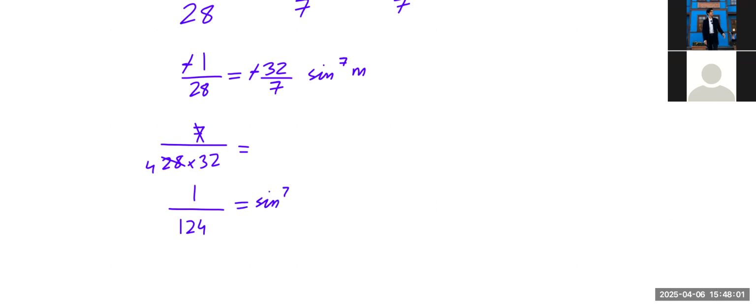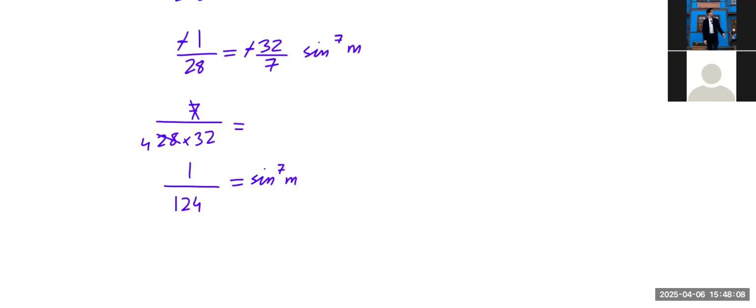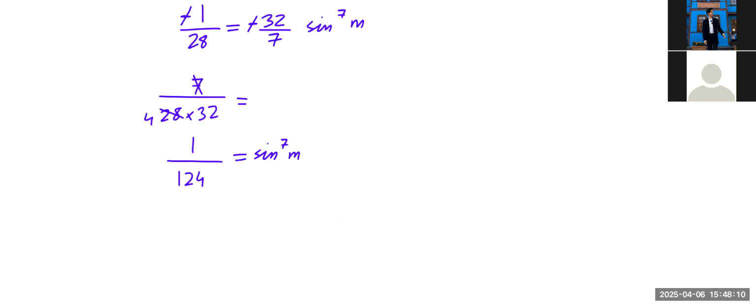Am I right? 4 times 32 is 124, isn't it? Yeah, 4 times 30 is 120. Now, just take the seventh root of 1 over 124, because I need to make sine m the subject, not sine to the power 7m.